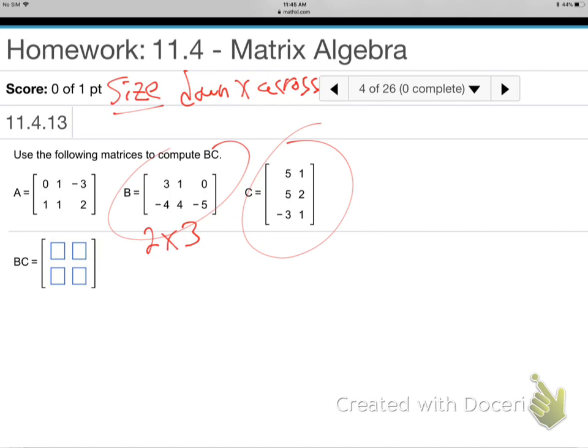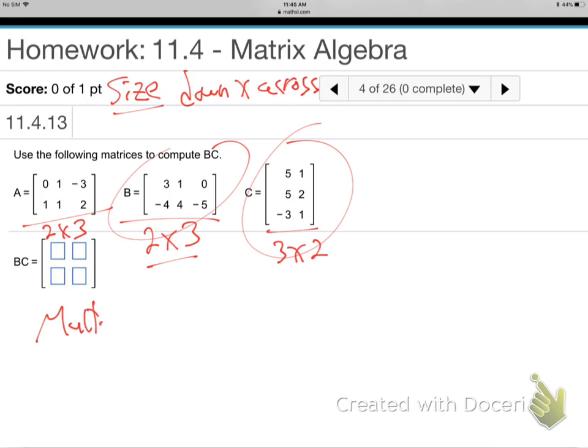So I'm giving you the size. That's not the answer yet. I'm just saying B is a 2 by 3 matrix. A is also a 2 by 3, 2 down, 3 across. C is a what by what matrix? 3 by 2. Everybody see what I'm doing? I'm saying how far down, how far across. I'm giving the size of the matrices right now. That's important because that tells us about the way they made up the multiplying.